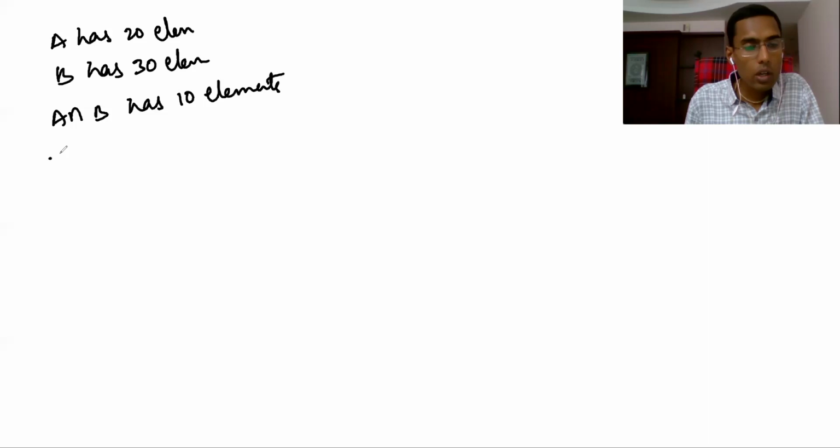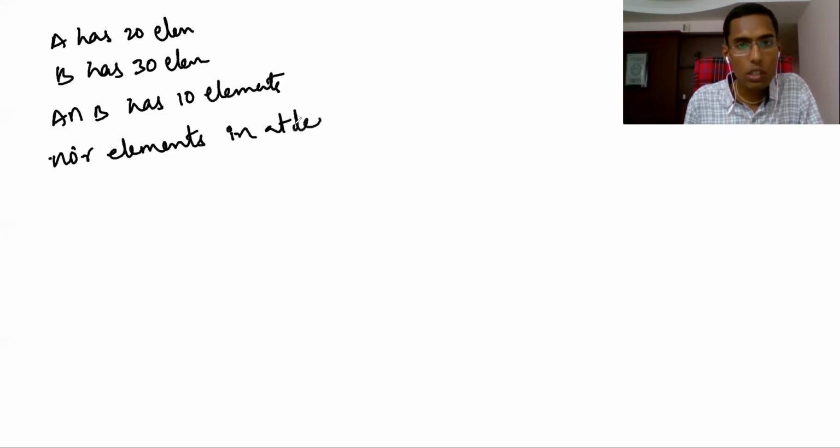Now, the number of elements in at least one set. Number of elements in at least one set means, yesterday I told you what at least one means: A union B.